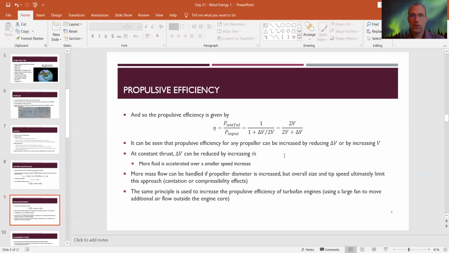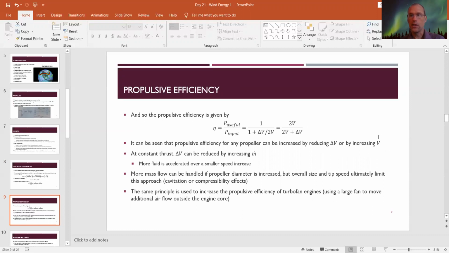So you can see that for any propeller, I can increase propulsive efficiency by reducing delta v. If delta v was 0, propulsive efficiency would be 1, so that's 100% efficient. Of course, it's not doing anything either, so that's not great for that aspect of it.